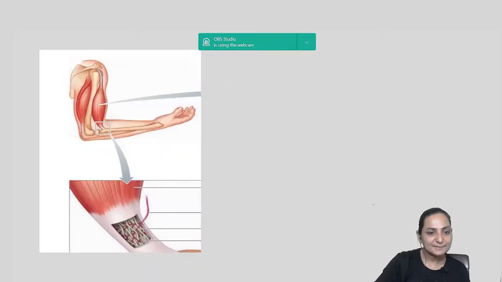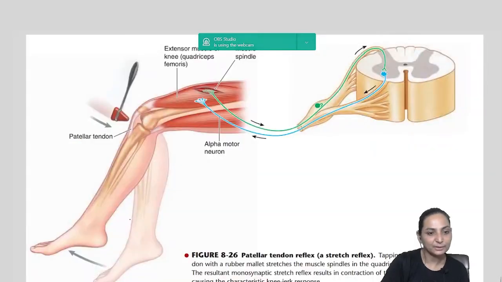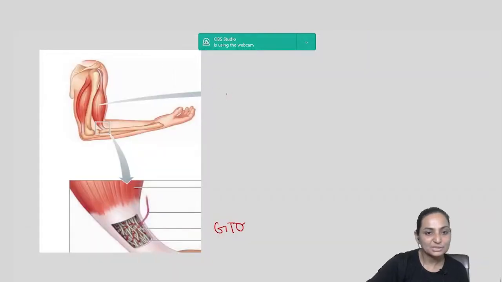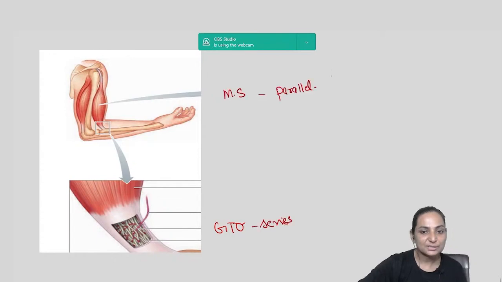Now this is the muscle spindle, okay? This is the location of the muscle spindle, and over the tendons you have the Golgi tendon organ, right? Over this tendon is the Golgi tendon organ, and in the muscles you have the muscle spindle. To differentiate, as I told you, the spindle is parallel, whereas the Golgi tendon organ is present in series. This is going to detect the muscle length, and this is going to detect the muscle tension, right?